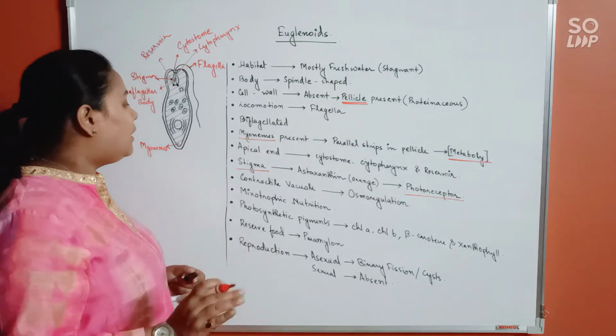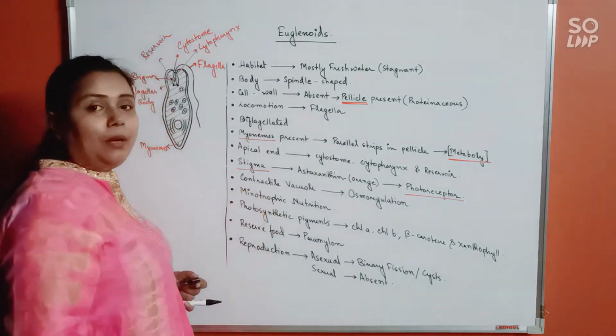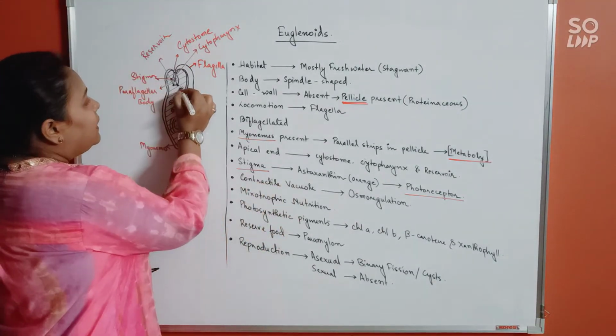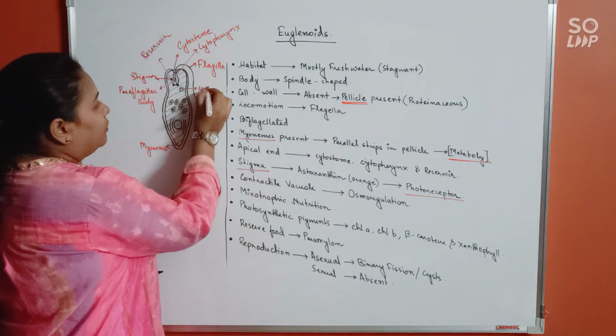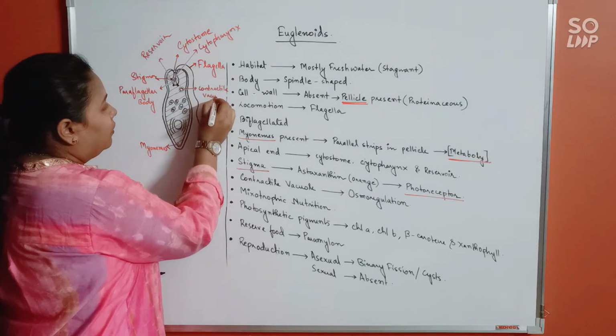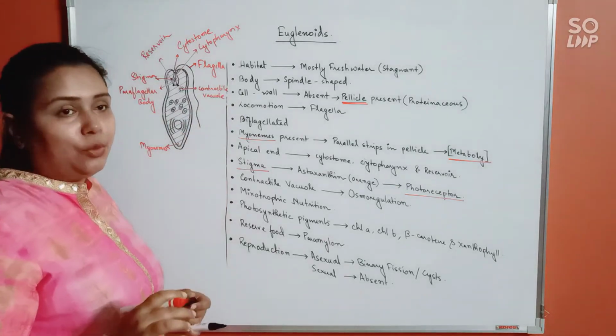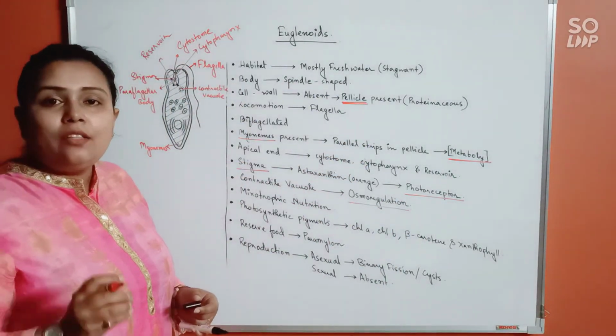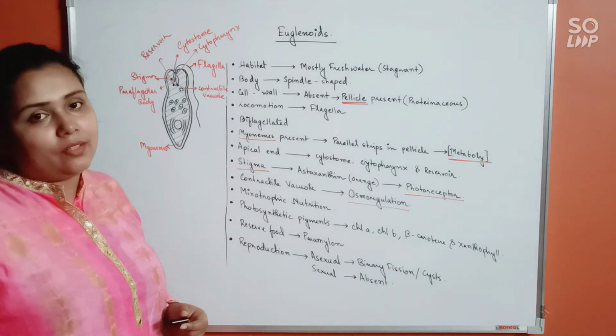Alright. Now, another important thing about euglena is that they consist of a contractile vacuole. See, this is the contractile vacuole. The contractile vacuole will help in osmoregulation. That means to maintain salt-water balance inside the cell.